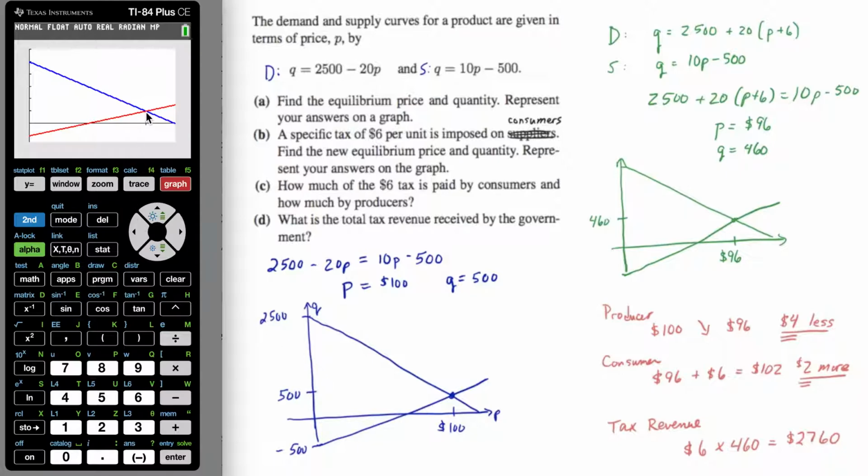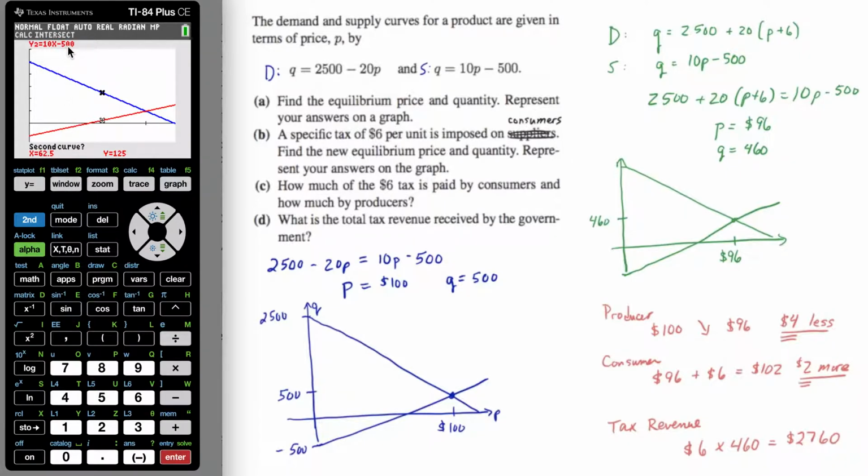To find the point of equilibrium, I simply press second and then trace for calculate. Choose option number 5 for intersect. Then I answer the 3 questions. The first curve is the demand curve, and it shows itself right here in the left-hand corner. Press enter. The next question is second curve.